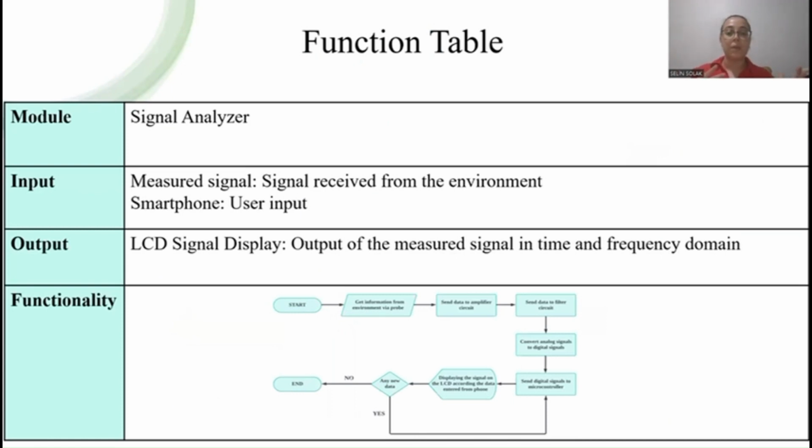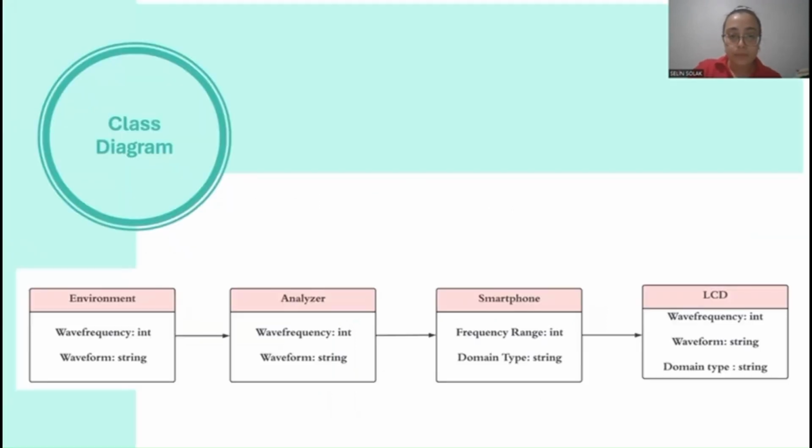This table summarizes the general input, output, and functionality of our signal analyzer. Our class diagram represents the data flow between the environment, analyzer, smartphone, and LCD components of the signal analyzer and the properties that these components have.